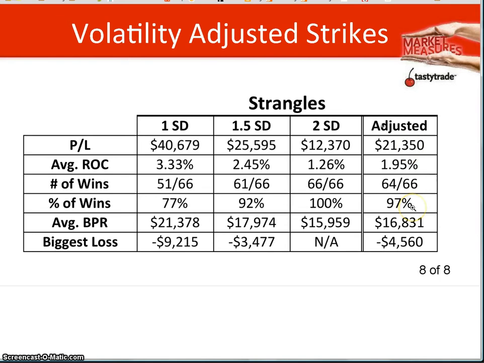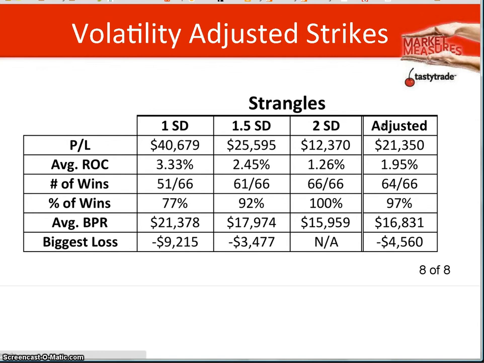You had a 97% win rate. Your biggest loss was negative 45 compared to negative 9, and your percentage of wins was 97%. You had the same number of occurrences. You were just moving your strikes out depending on where IV rank was, and these are all one lots. Your average return on capital was 1.9%, I think, total.